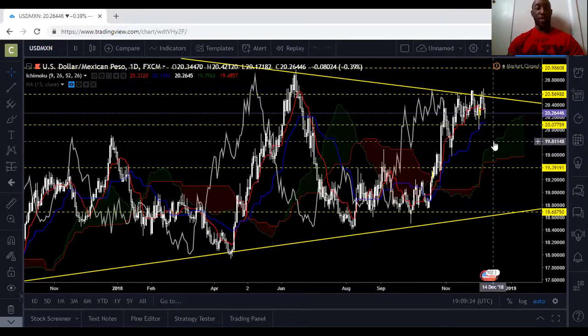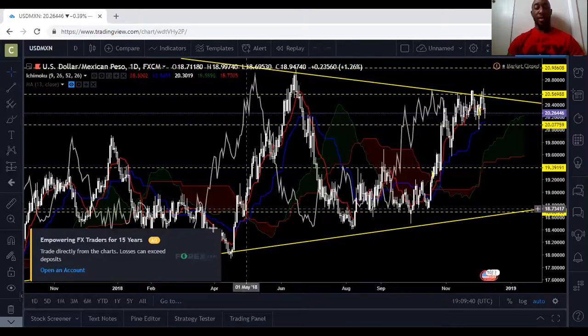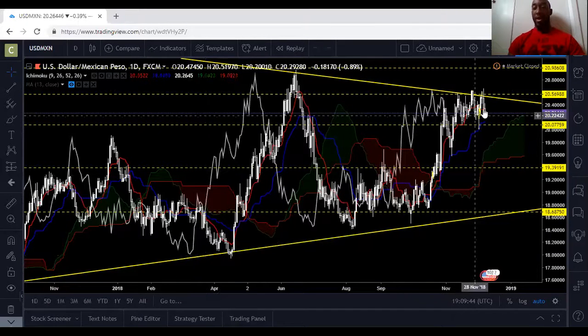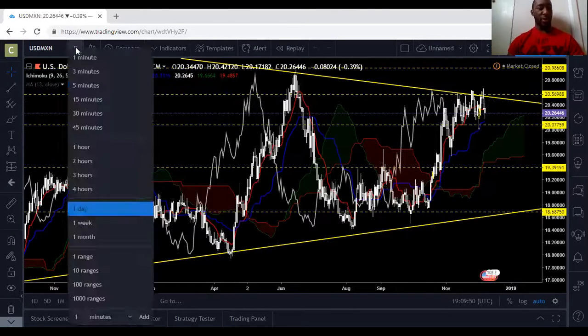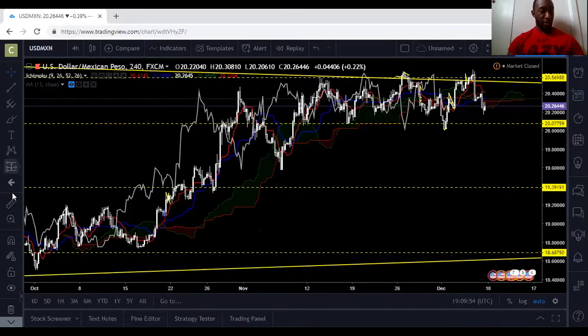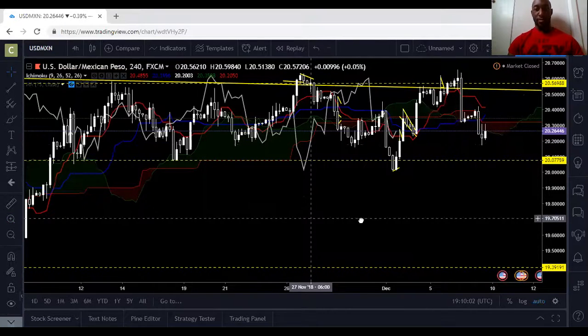Where do I think it's going to go? Overall, in the long run, I do believe that it has the potential to push higher, but right now, I think it's got to push down. And let's go down to a lower time frame. Let's go to the 4-hour time frame. Let's zoom in a little bit. All right, right in here.